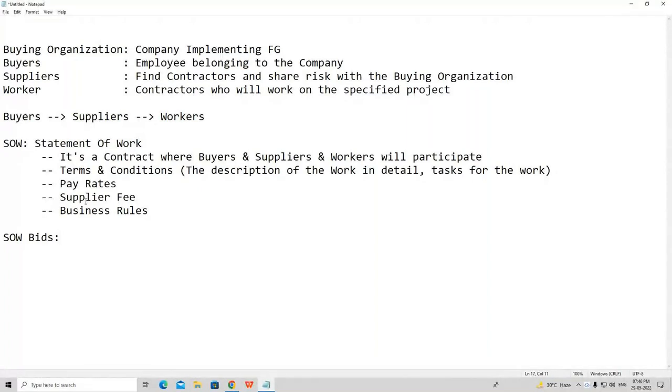Okay. Very good. Statement of work bids. What happens over there?